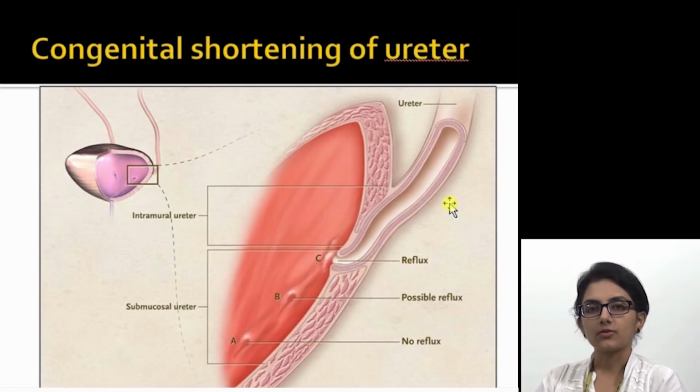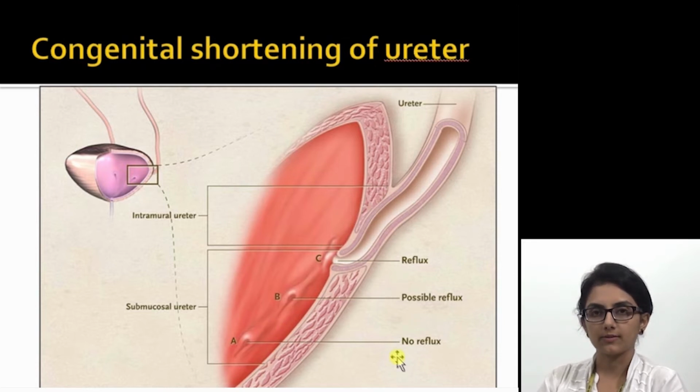kidneys. One major cause of vesico-ureteral reflux is congenital shortening of the ureter, and this picture here shows us what happens. The ureter has two parts. One part within the bladder is within the muscle, which is the intramural ureter, and then it has a course in the submucosa before it opens into the bladder. In the normal situation, which is situation A, as you can see here, there is a good enough length of the ureter traveling through the muscle before it opens into the submucosa, as a result of which it will be pinched tightly closed during voiding, and therefore there will be no reflux.